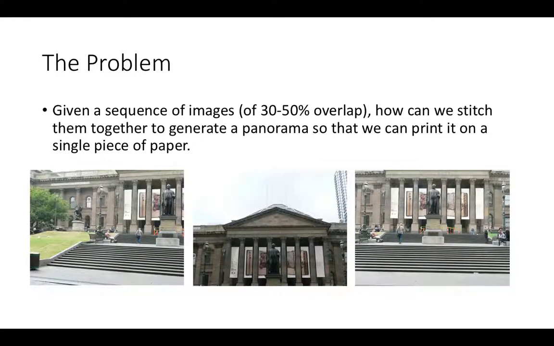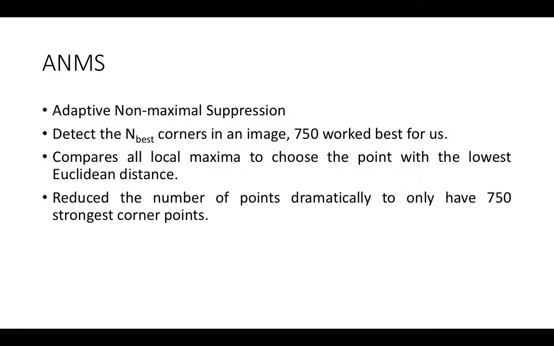So the problem can be stated as: given a sequence of images with some percentage of overlap, for this project we said 30 to 50%, how can we stitch them together to generate one image? As you see, we have these three images. How can we put them together to get one image?